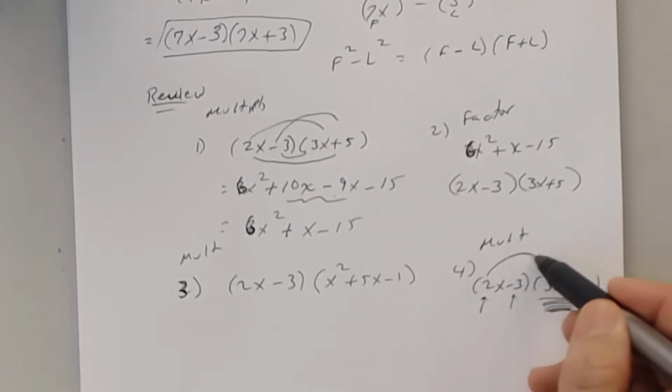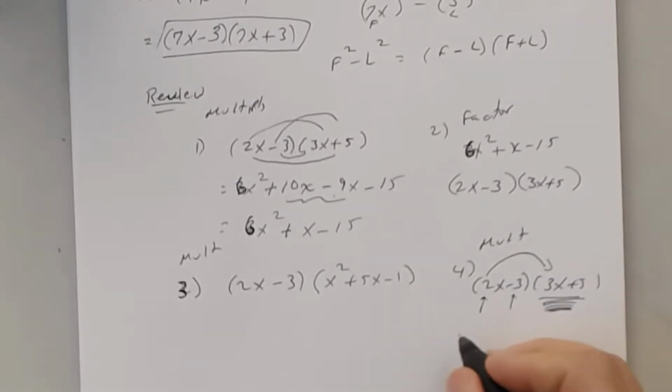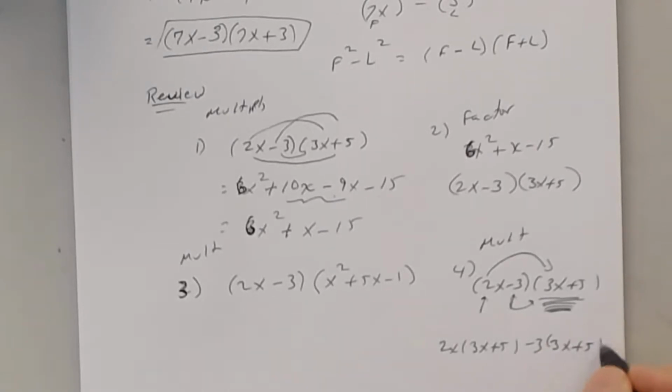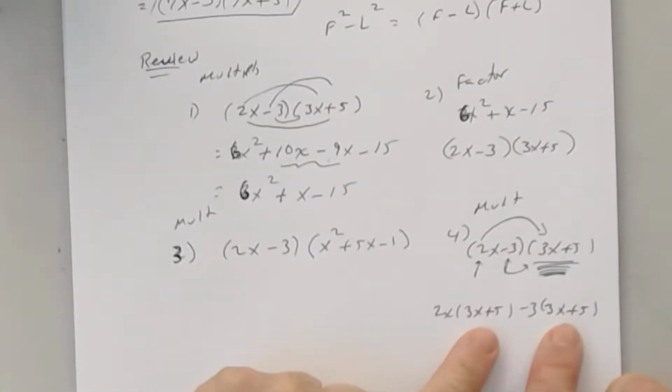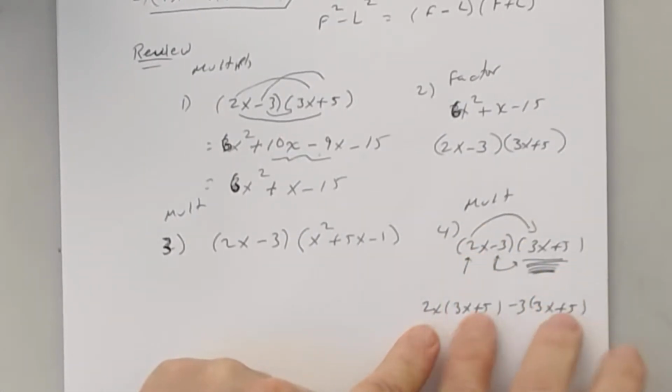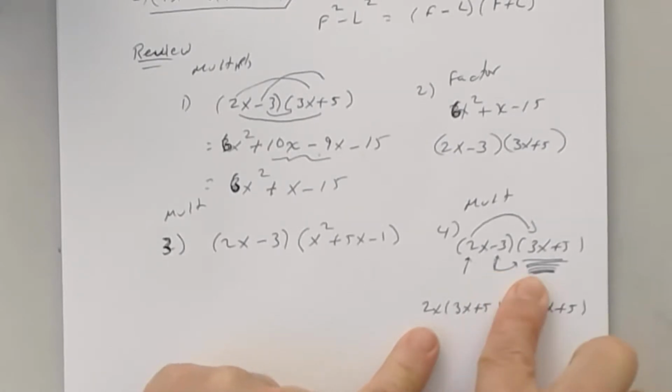You're saying 2x times 3x plus 5, and then minus 3 times 3x plus 5. So every term in here is being multiplied by the second binomial. Now I want you to notice something. What do you notice about these 2 terms right here? They have the same factor. So if I factor this out, don't I get this back? All right, so do you all agree that what I have right here is equivalent to this?